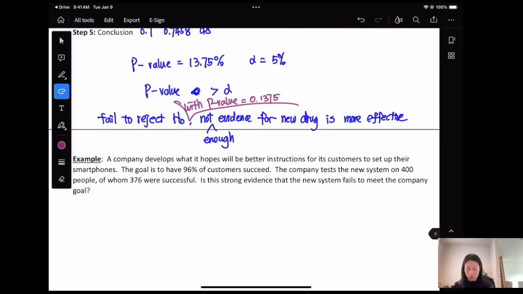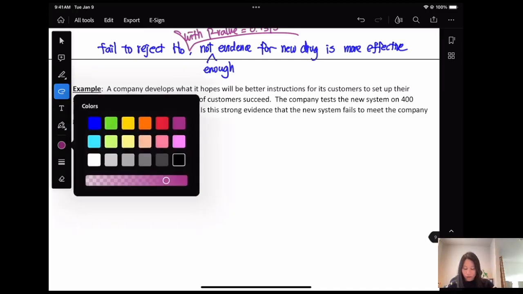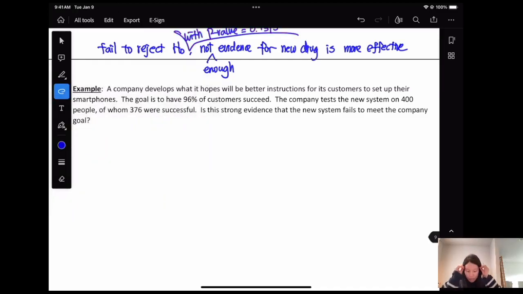Now let's try another example. A company developed what is hoped to be a better instruction for its customers to set up their smartphone. Their goal is to have 96% of the customers succeed. The company tested the new system on 400 people, of whom 373 were successful. Is this strong evidence that the new system failed to meet the company's goal?